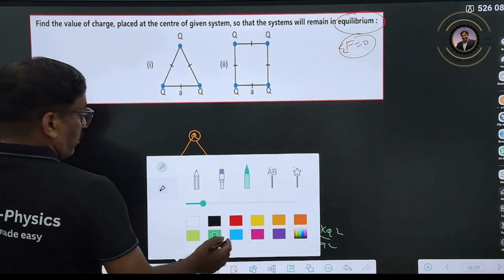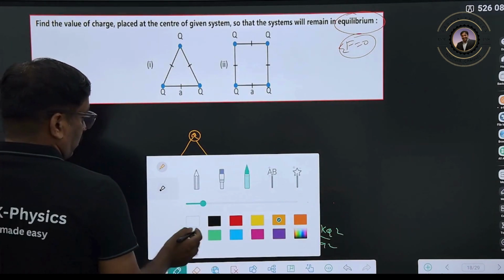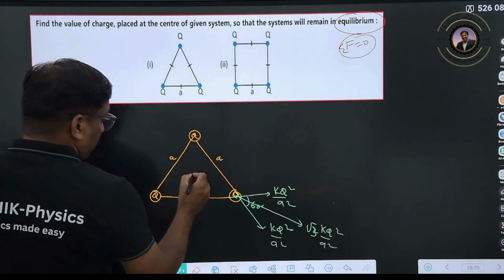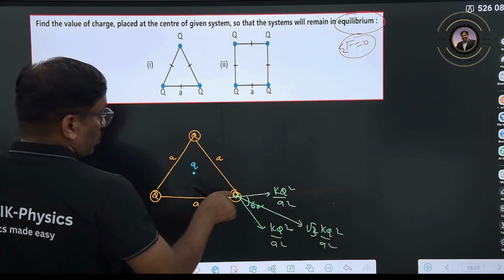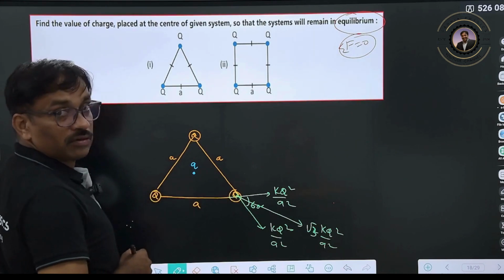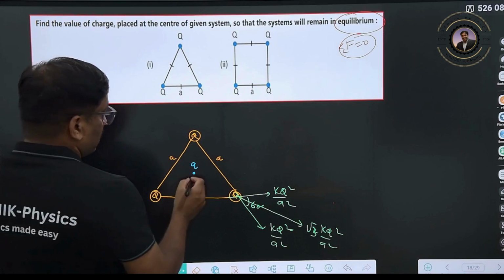That means here we have to keep one charge at the centroid. Suppose one charge you have to keep now, so that the force acting on this one should be equal to 0. Clear? So what is this distance now?